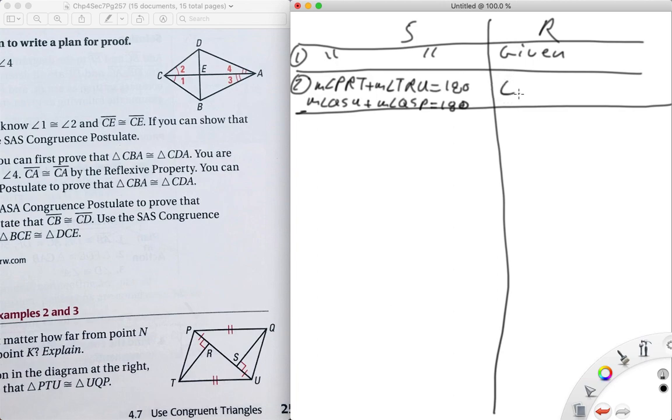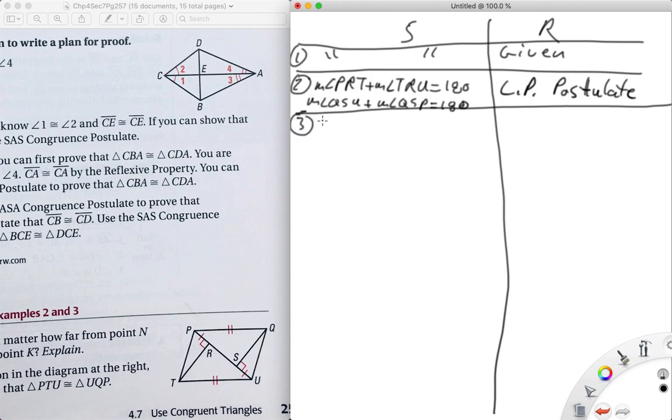Linear pair postulate. So we're skipping now the fact that we can say linear pairs because we're kind of more advanced in our proofing. And we can say that linear pair postulate says that 2 angles form 180 degrees and they're supplementary. I can use either or.